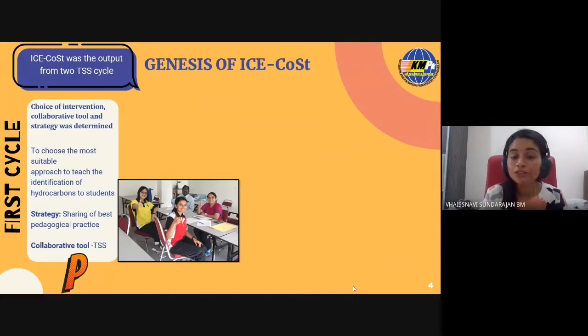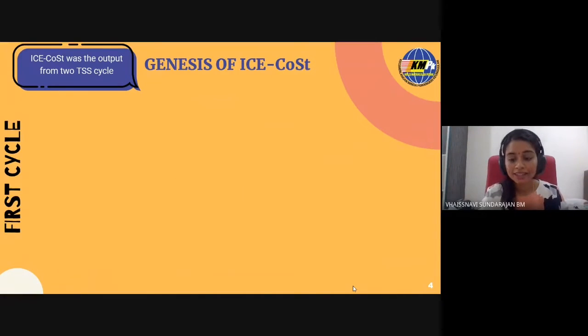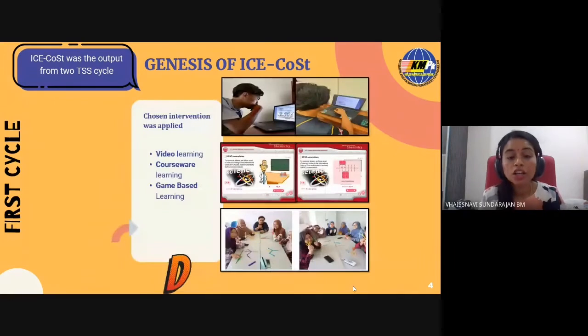ICE-CoSt was an output of 2 TSS cycles, which include the management method of plan, do, check, and act. In the first cycle, the planning stage includes choosing the intervention, collaborative tool, and the strategy. The strategy chosen was to share the best pedagogical practice, and the collaborative tool was the teacher sharing session. Next, at the do stage, the chosen intervention was applied.